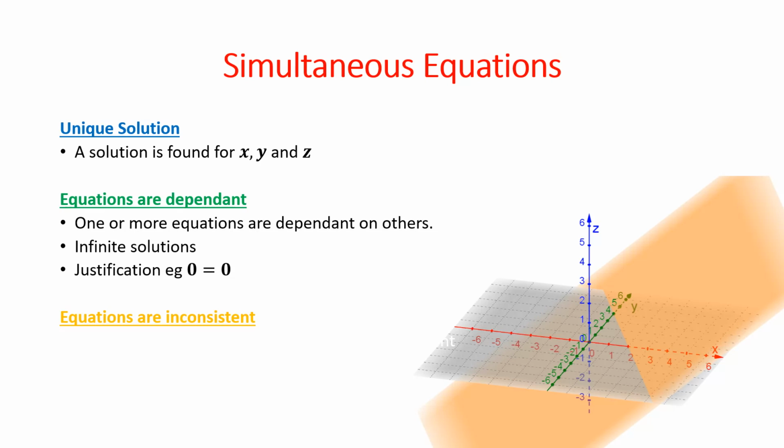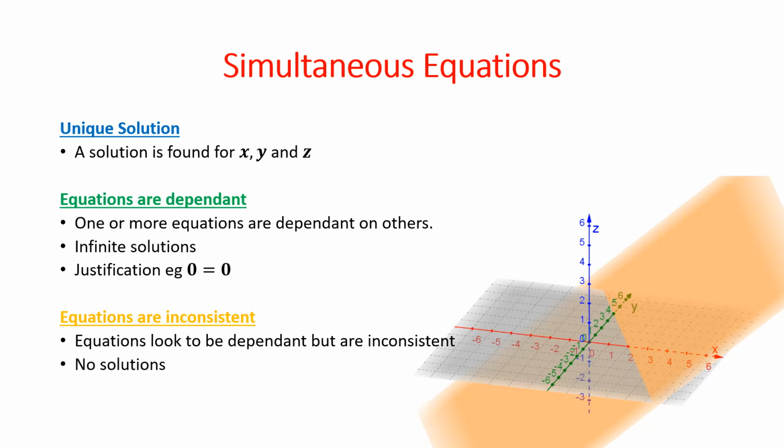Finally, for equations that are inconsistent, they look to be dependent, but they end up being inconsistent. We end up with 0 equal to something else, not 0 equal to 0. There are no solutions for inconsistent equations, and the justification is when we get something equal to something else.